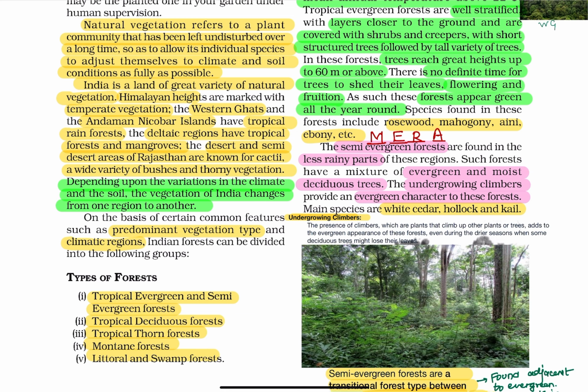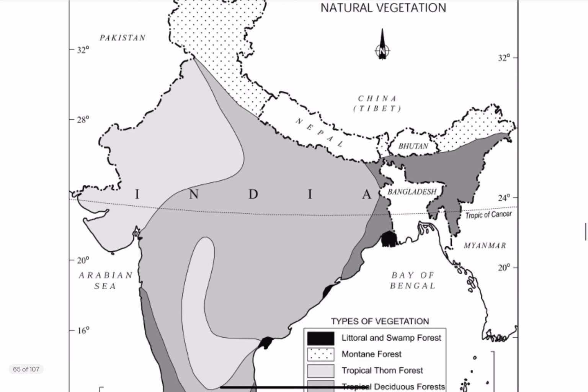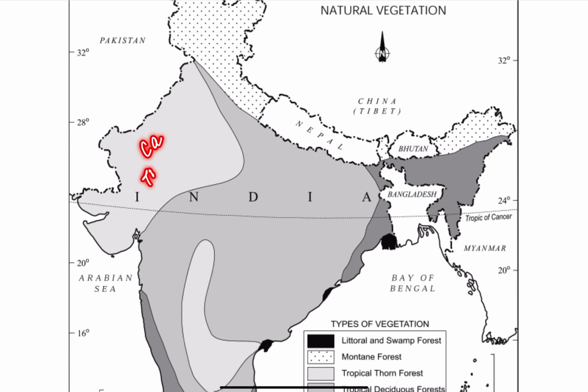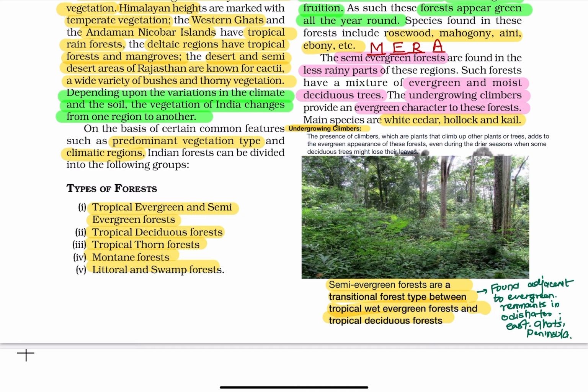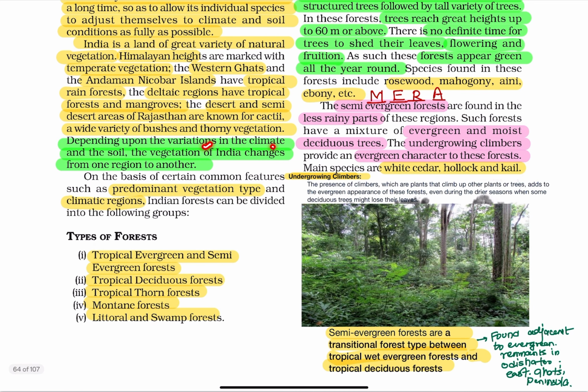Now, the desert and semi-desert area of Rajasthan are known for cacti. They have cactus, kata, right? And a wide variety of bushes and thorny vegetation. So in these areas, you will find mostly thorn forest. There are cactus, there are bushes, झाड़ियाँ type, ये सब यहाँ पे देखने को मिलेंगी. ठीक है.